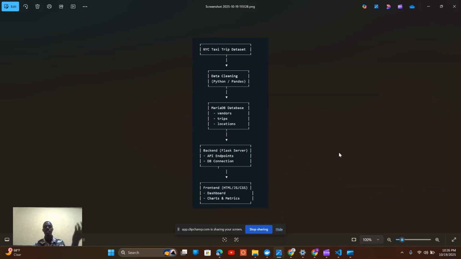Again, as I said, our system has three layers. The first layer was the front end, the second layer was the back end, and the third one was the database, which uses MySQL.